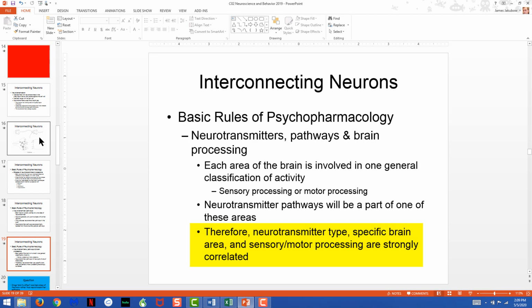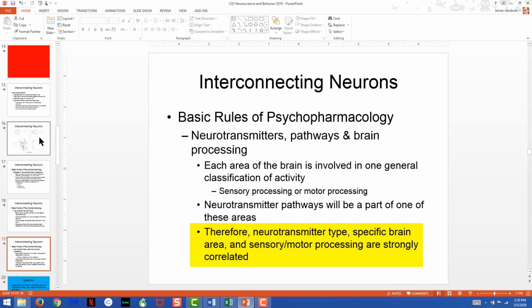But it's important to recognize the relationship between the neurotransmitter, the brain area, and whether you're talking about sensory or motor processing. Because those three things being highly correlated together always give you cues as to what's actually happening in any area of the brain. It allows you to hear about dopamine or norepinephrine or acetylcholine, three different neurotransmitters, and know where in the brain you probably are, what's actually being processed, and the types of behaviors that are actually going to be modified by them.